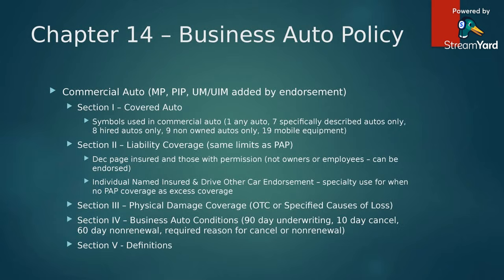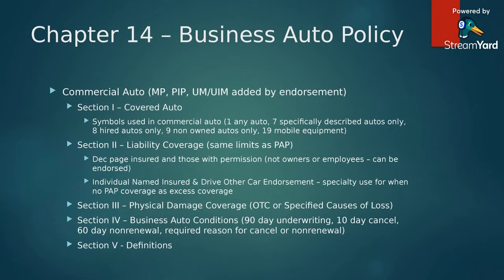The important thing to understand under Section 1 for covered autos is that they use symbols to determine which business auto coverage form symbol is going to be used. You have to look at the chart on page 163. The ones in bold are the ones we focus on because those are typically tested. Coverage symbol 1 is going to cover any automobile on the policy, including owned, leased, hired, or borrowed autos.